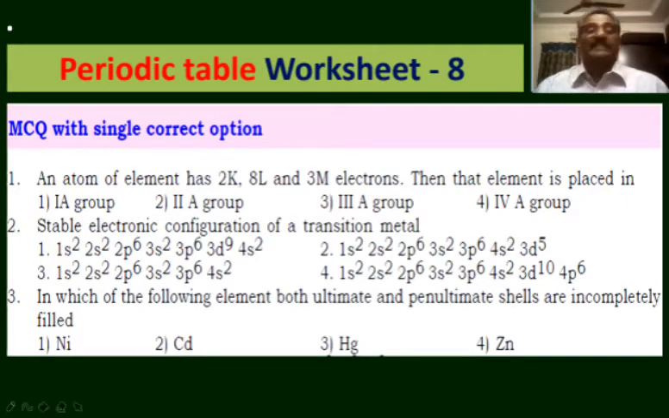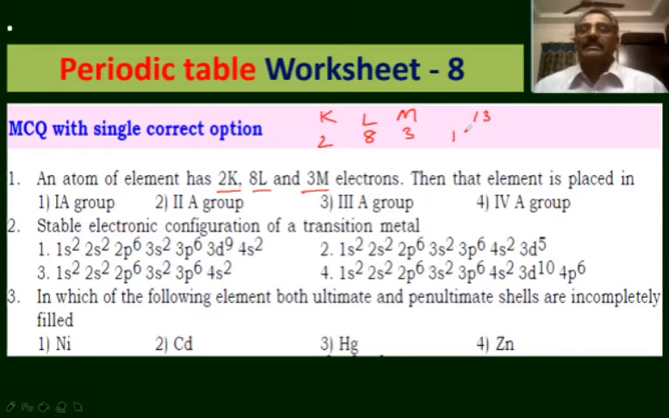The first question is, an atom of an element has 2K, 8L and 3M electrons. Then that element is placed in which group? There are 2 electrons in the K shell, 8 electrons in the L shell and 3 electrons in the M shell. 2, 8, 3. That means there are 13 electrons.